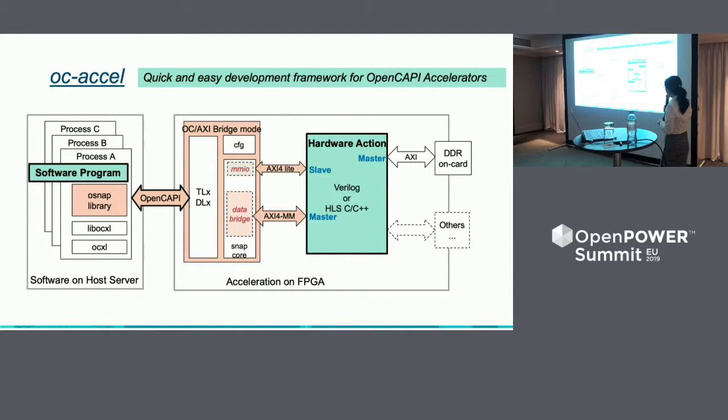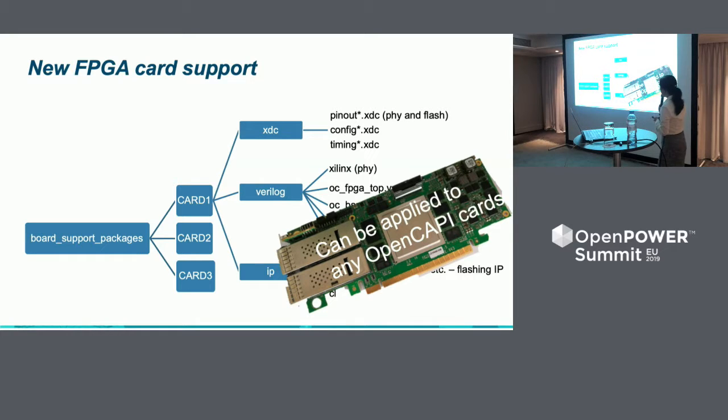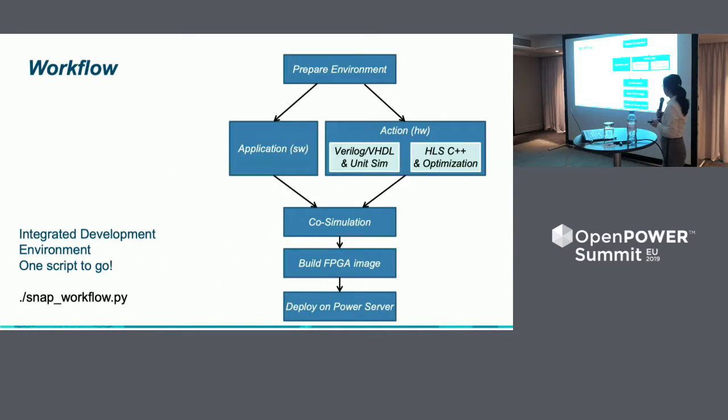For new FPGA card support, we have a submodule with a directory named board support packages. Today it supports three cards, all Alpha Data cards: the 9V3, 9H3, and 9H7. Maybe it is a little detailed. It has some constraint files, Verilog files, and the specific IP files for that FPGA type.